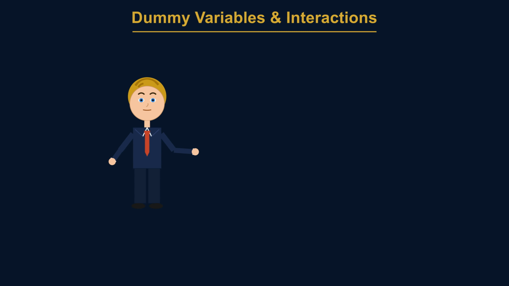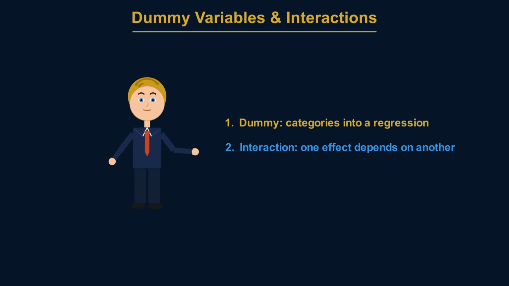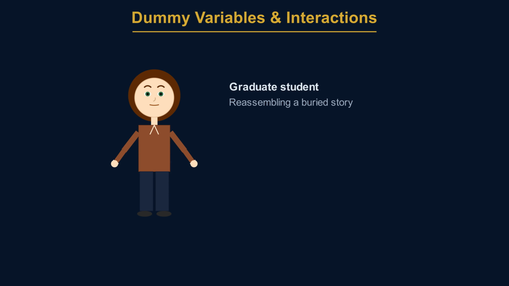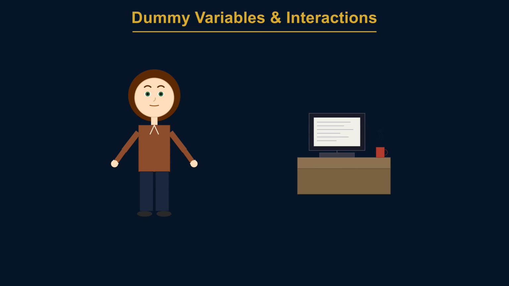Today we're going to cover two tools that make regression a lot more flexible. The first is the dummy variable, which lets us put categories into a regression. The second is interaction terms, which let one variable's effect depend on another. We're following Margot, a graduate student trying to reassemble a story her family buried. Today she's back on a housing dataset, and this time the house splits into two groups that behave differently.